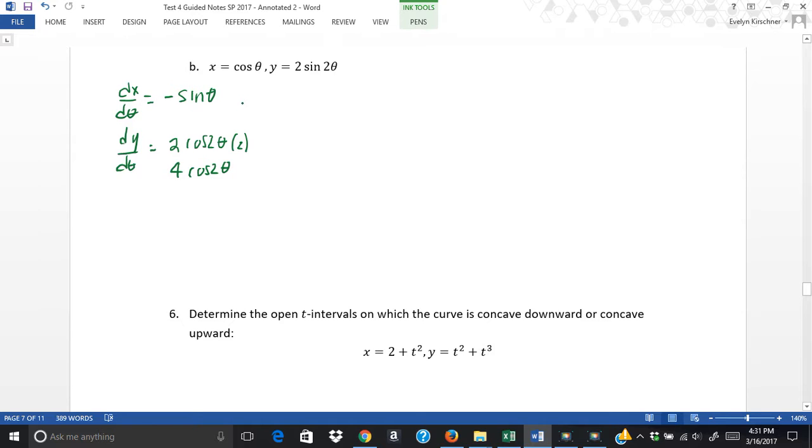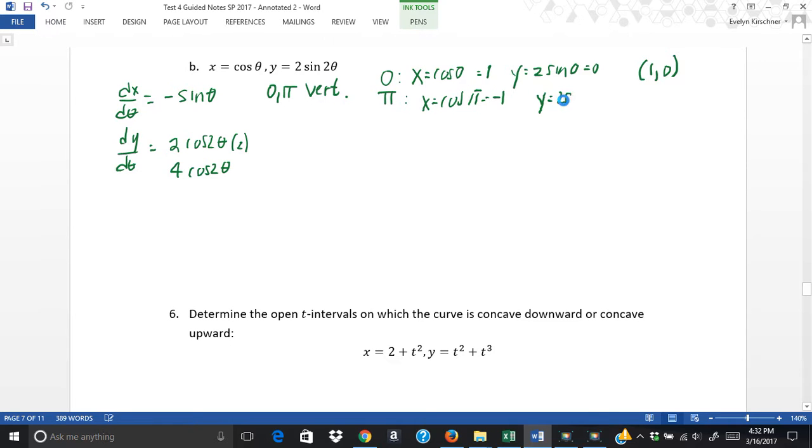When this is 0, then there's a vertical tangent, so that would occur at 0 and pi. I have vertical tangents, and I have to find my points. So x equals cosine 0, which is 1, and y equals 2 sine 0, which is 0, so I have the point 1, 0. And at pi, x is cosine of pi, which is negative 1, and y is 2 sine 2 pi, which is 0, so negative 1, 0. So I have vertical tangents at those 2 points.